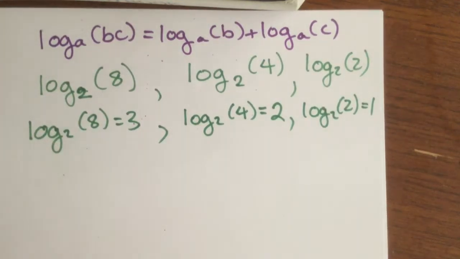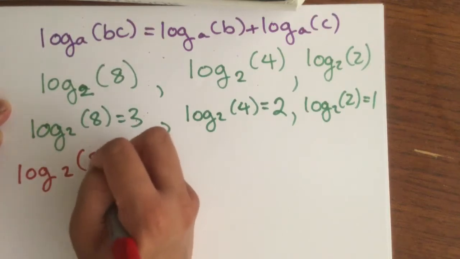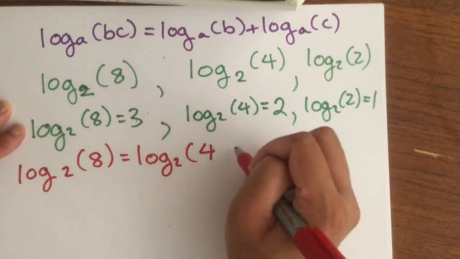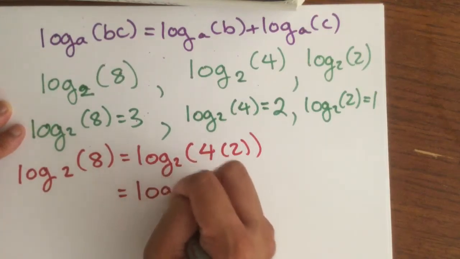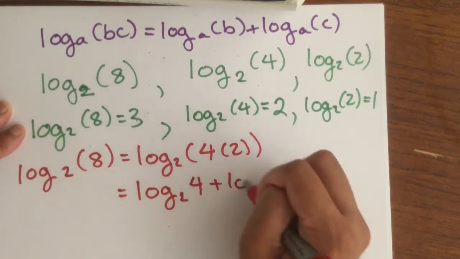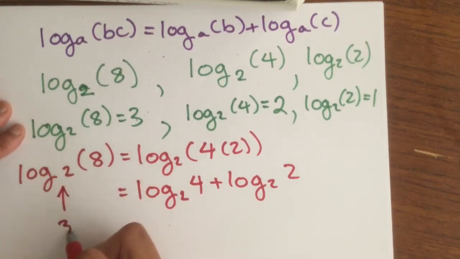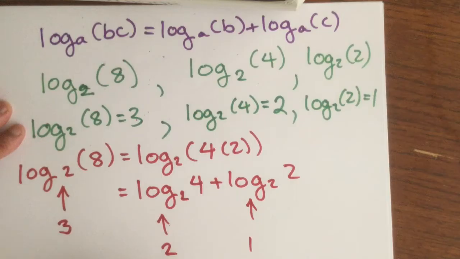Does this fit our law? Yeah, it does. So we see here that log base 2 of 8, which is log base 2 of 4 times 2, is equal to log base 2 of 4 plus log base 2 of 2, which we can see from here because this is 3, this is 2, and this is 1. And obviously, 3 is equal to 2 plus 1. So, that's one example to look at it.